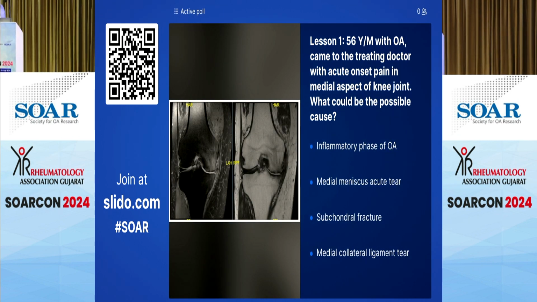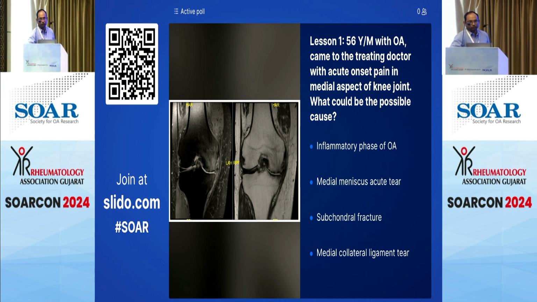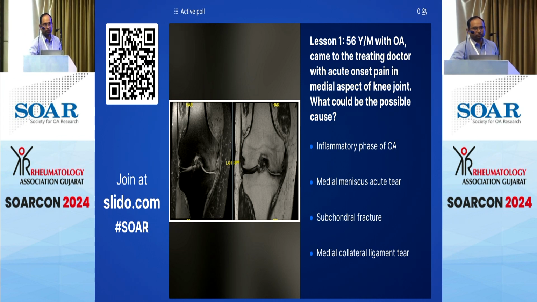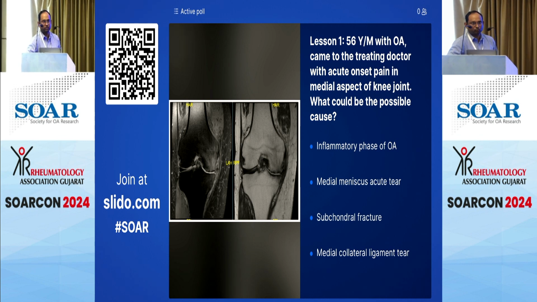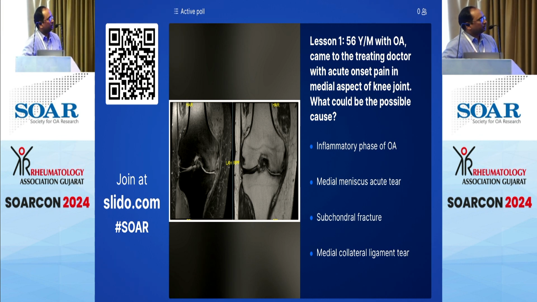Okay, so this 56-year-old male is a known case of osteoarthritis, because this session is on osteoarthritis, all the cases I will be showing are known cases of osteoarthritis, but the chief complaint will be different from what generally a patient comes with in knee OA. So this patient came to the doctor who has been treating him for long with acute onset pain in the medial aspect of the knee joint. These are the two images. This is the fat suppressed image, and this is a non-fat suppressed image. This is a T2 and this is a PDFS image. So this patient had acute pain in the medial side of the knee. This is the medial aspect of the knee joint, and this is the lateral aspect.